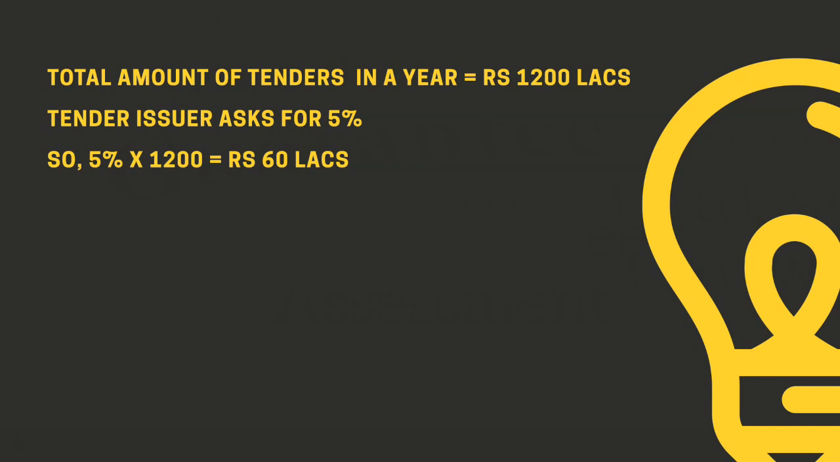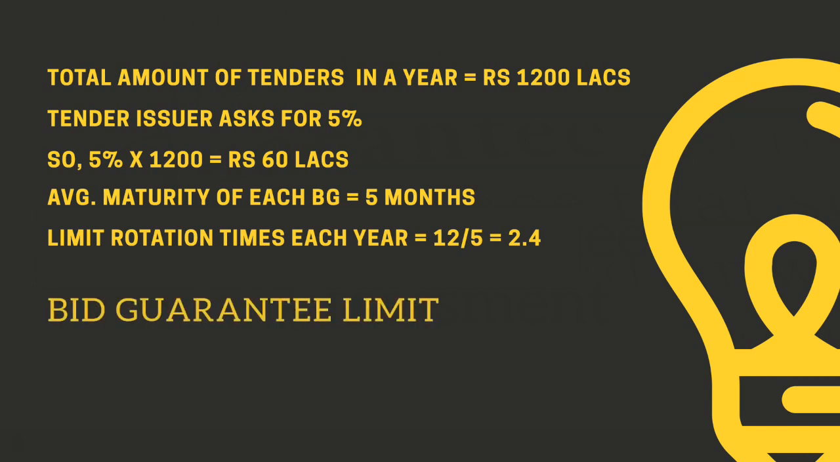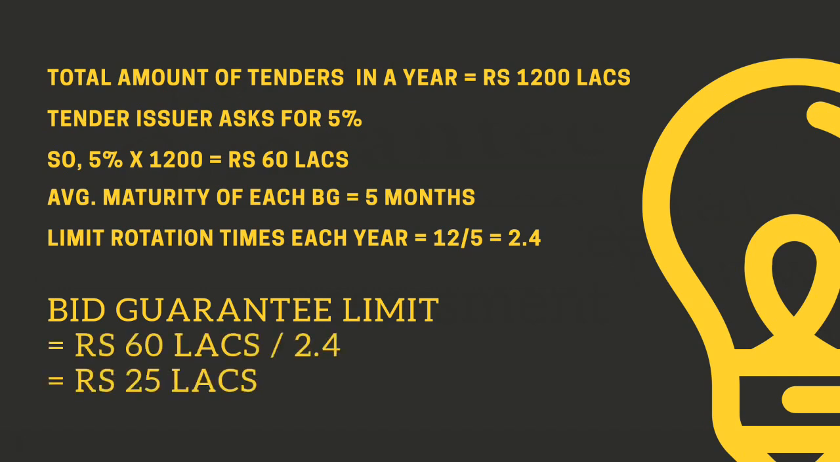So it is important to arrive at the average maturity of these types of BGs. Let's say it's around 5 months. So how many times they can be rotated in a year? 12 divided by 5, which gives you 2.40 times. If that is the case, this 60 lakhs should be divided by number of rotations, that is 2.4, which comes to 25 lakhs. Now please observe carefully, there are a lot of variables or assumptions in these calculations.